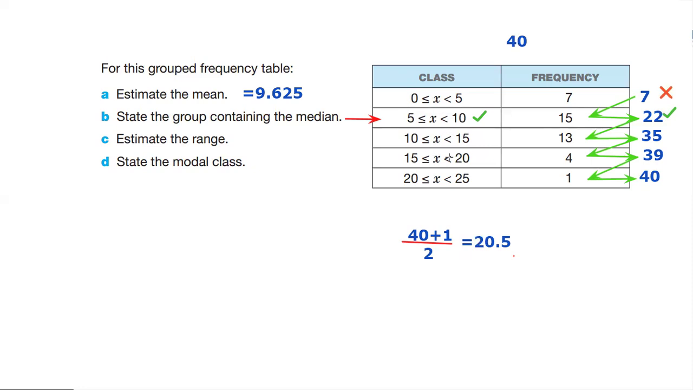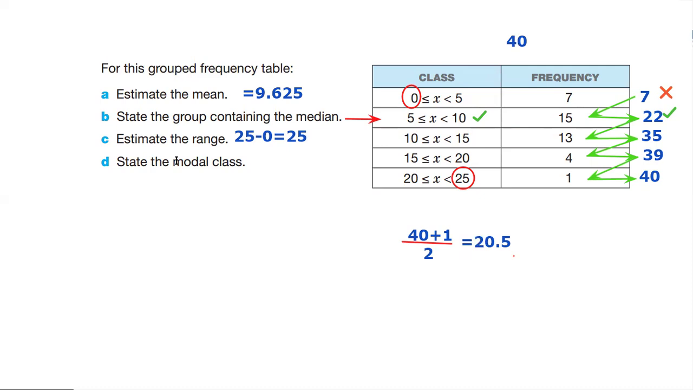The data is over here. The highest one is 25 and the lowest data is 0. Very good. So we say 25 minus 0 equals 25. And this is the range of data that we have in this table.